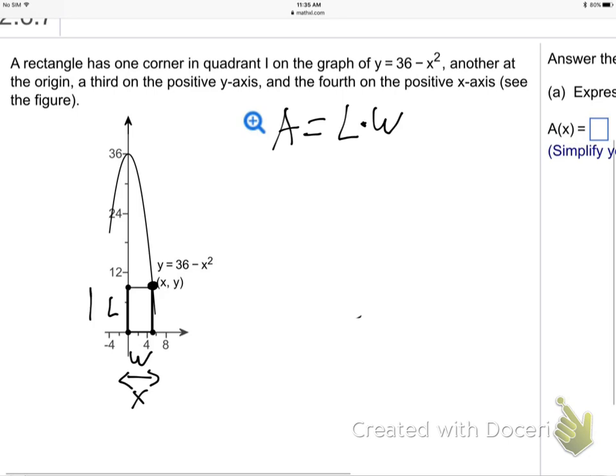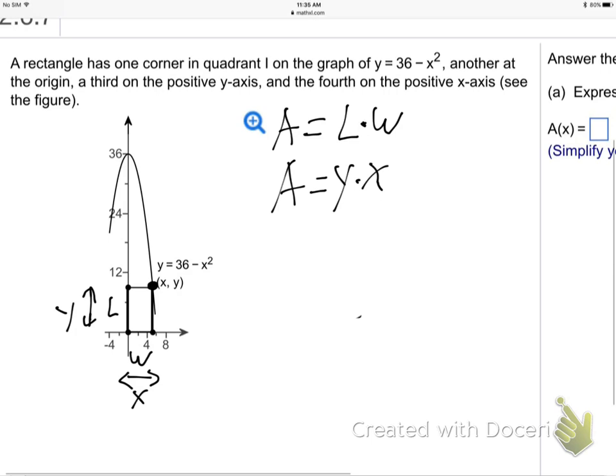And isn't that length up y? Yeah, it's just x and y again. The length is just y, the width is just x, or vice versa. It doesn't matter what order you put them in. It's just x and y again, right? Isn't this point over x, up y? That's what it means to be a point on a graph. Over x, up y. So width is x, length is y.